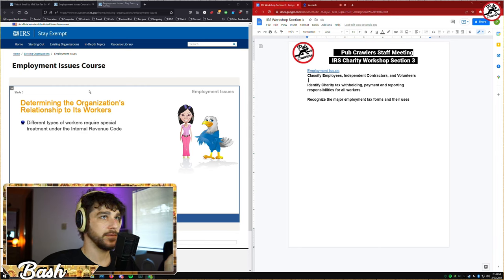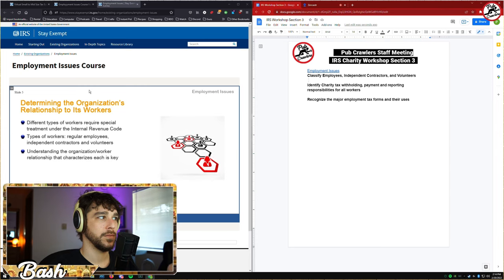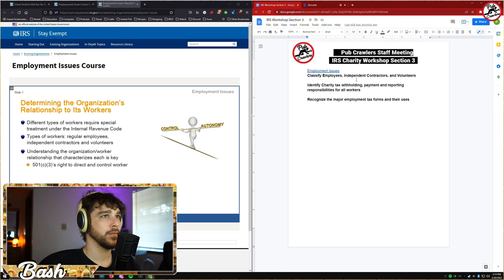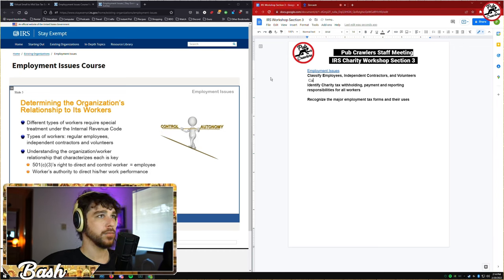To know your tax obligations regarding workers, you have to know what type of workers your organization has: employees, independent contractors, or volunteers. The key to classifying these workers is to understand that they are characterized by their relationship with the organization. When looking at that relationship, pay special attention to the 501c3's right to direct and control the worker. The more control the organization has over the worker, the more likely that he or she is an employee. And the more autonomy or independence the worker has, the more likely he or she is an independent contractor.